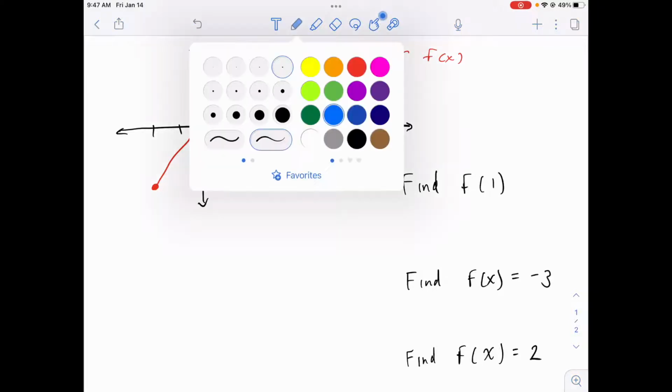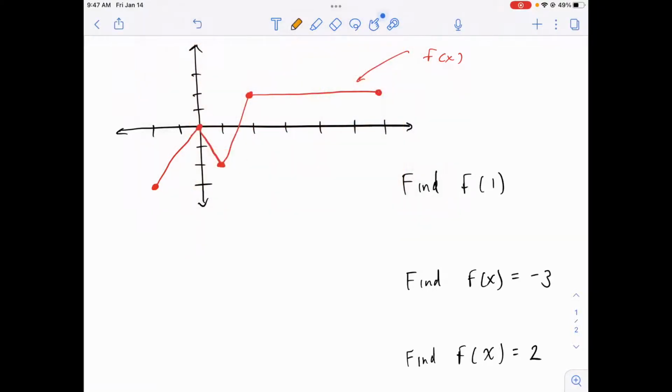So what we can do, and I'm going to use a color that's easy to see, I can go over to 1 on my x-axis, and then I just find where my function is, and in this case it's down, and I can connect to that point. So what's the y value when x is 1? It's going to be negative 2. That's where my graph is right there.